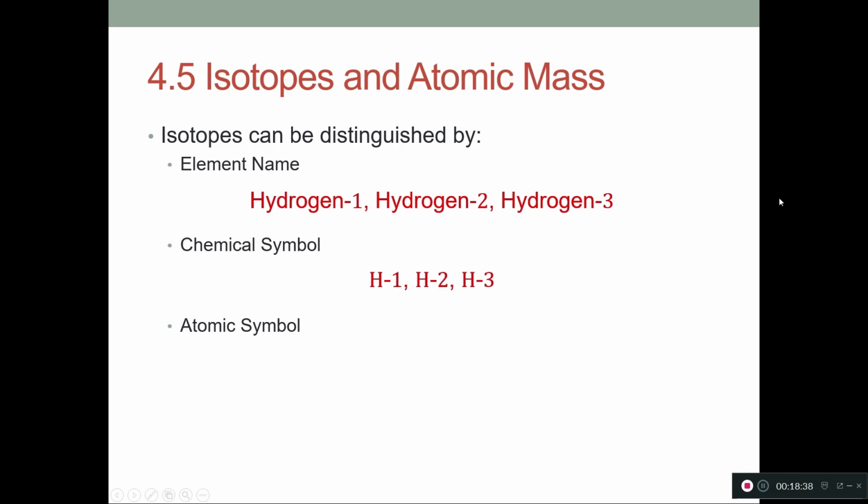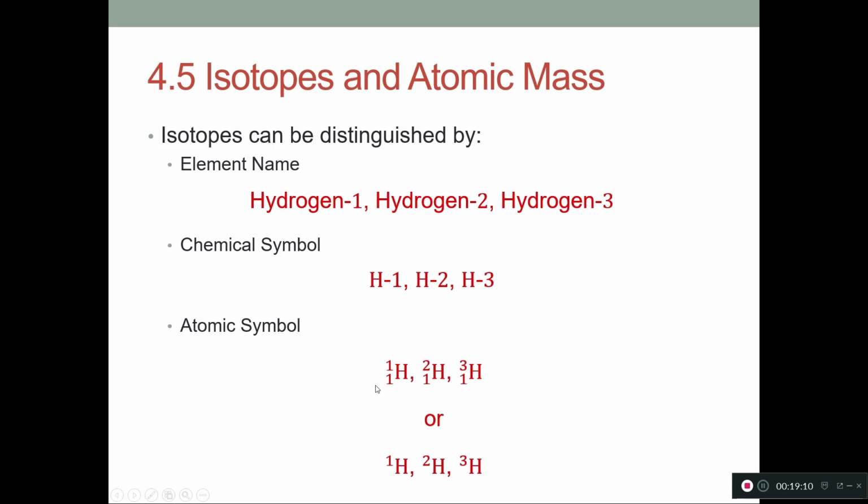You can also use it like this, H1, H2, H3, or you can use the atomic symbol. And this is the one we've kind of looked at before, but you often see it written this way as well, like it is on the bottom. And that's because if we're talking about hydrogen, remember, hydrogen is just defined as the element that has 1 proton. And so that means that if we're talking about hydrogen, we already know that we're just talking about something with 1 proton.